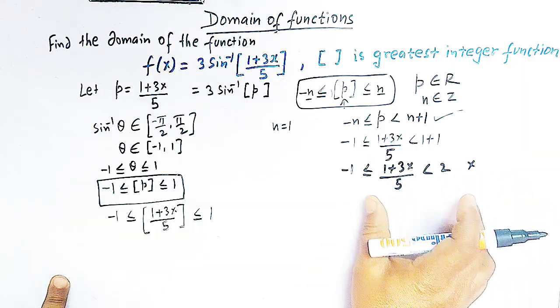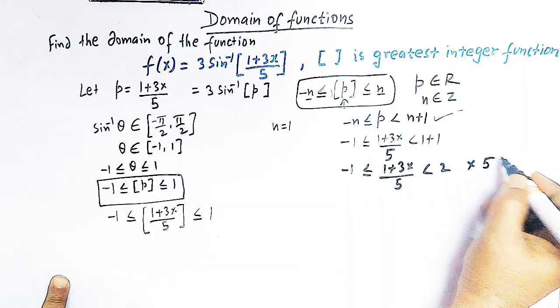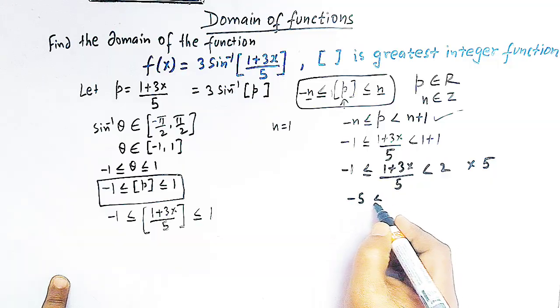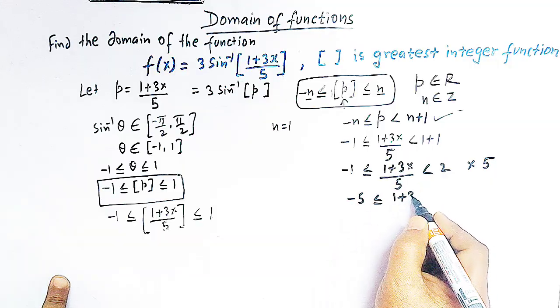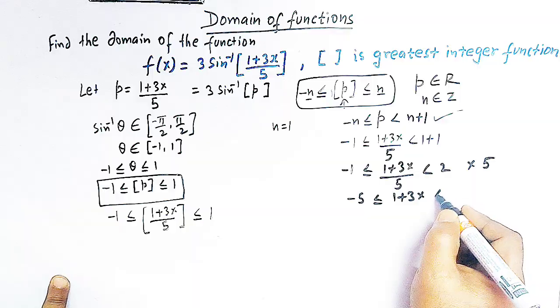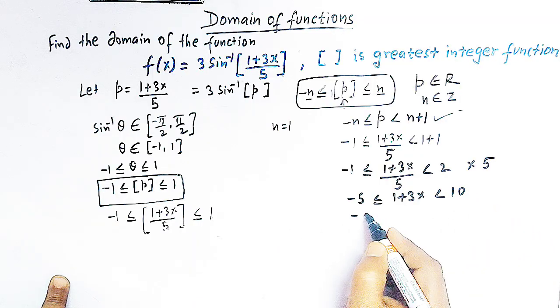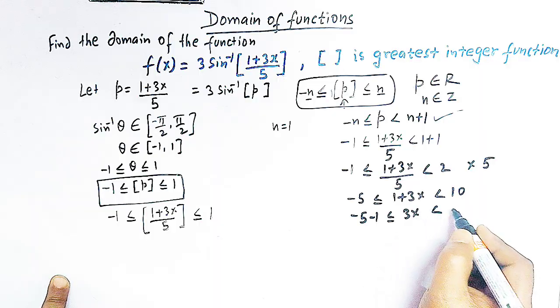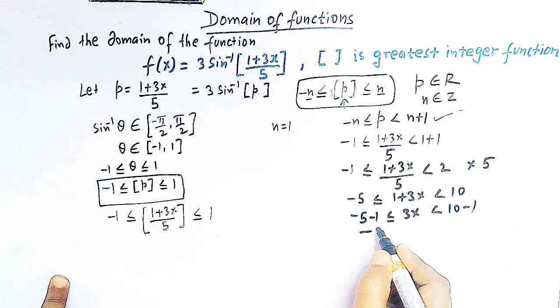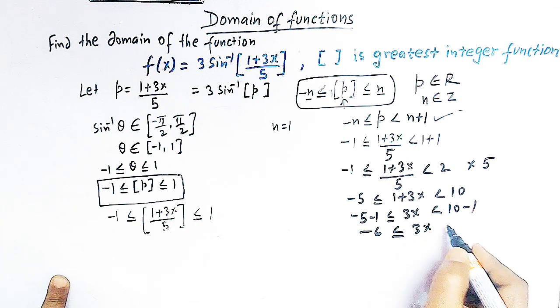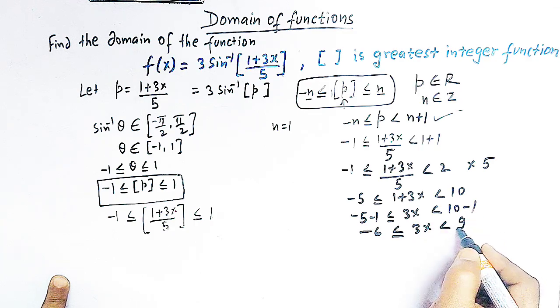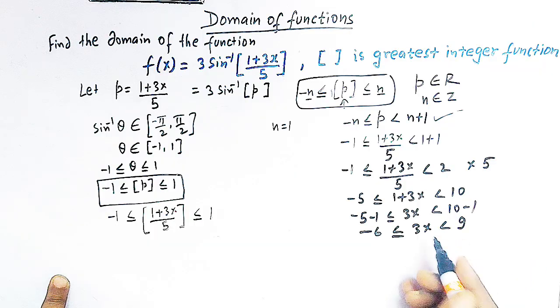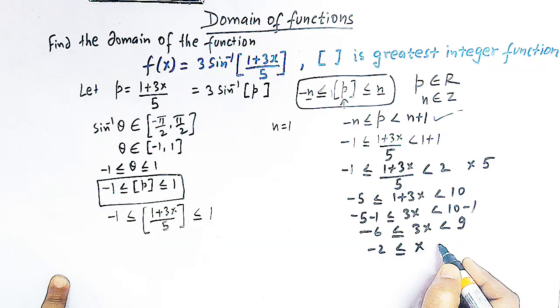Let us now multiply throughout by 5. So we have minus 5, then 1 plus 3x, and here 5 and 5 get cancelled, and we have 10. Let us subtract 1 throughout. We have minus 6, then 3x, and here 10 minus 1 is 9. Now let us divide throughout by 3. So we have minus 2, then x, and here we have 3.